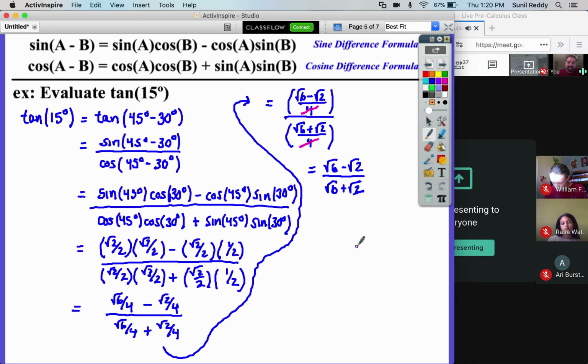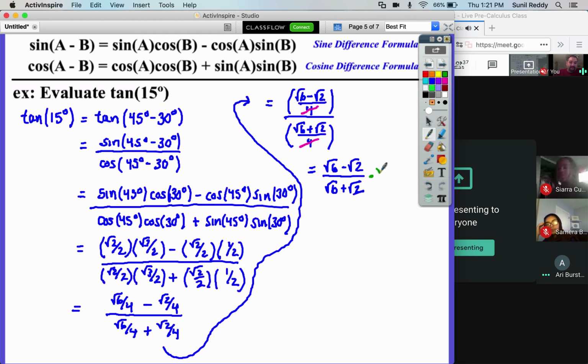Does anyone know what the next step would be that we've talked about before? Can't you not have radicals in the denominator? Right, so we don't want to have radicals in the denominator, so what process would we use? You would multiply by the radicals? Yeah, which radicals in particular? The denominator. Yeah, so what am I going to multiply top and bottom by? Root 6 plus root 2. Root 6 plus root 2? No, root 6 minus root 2. Root 6 minus root 2, right.